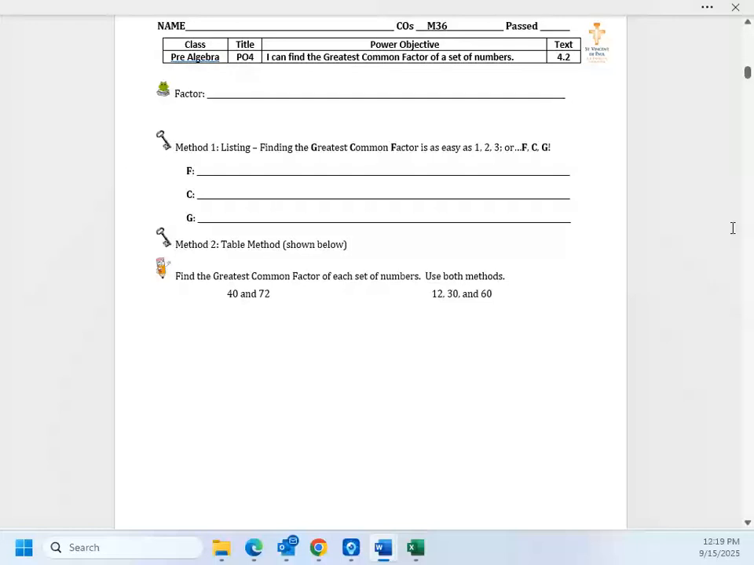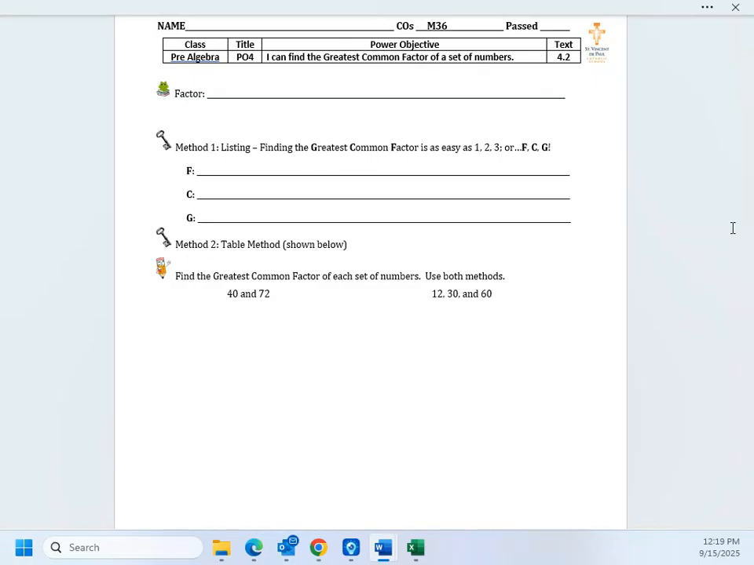Good afternoon. Today we are continuing on, we are doing a PO4. It is a PO, a power objective. So this is one on the test. You have to pass this objective. If you don't, you are required to retake it.